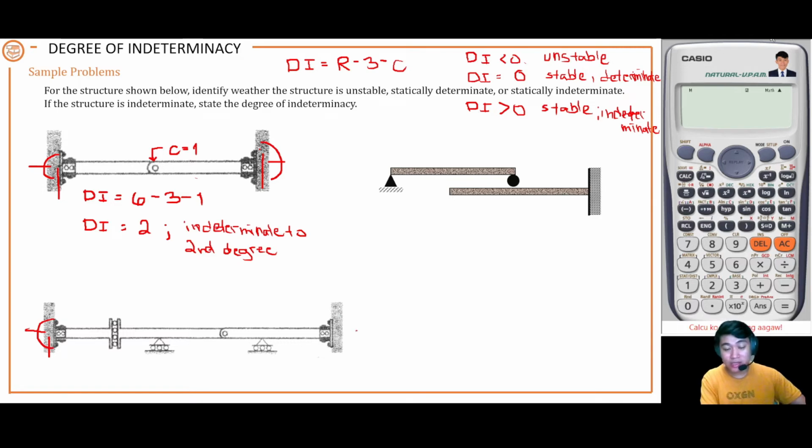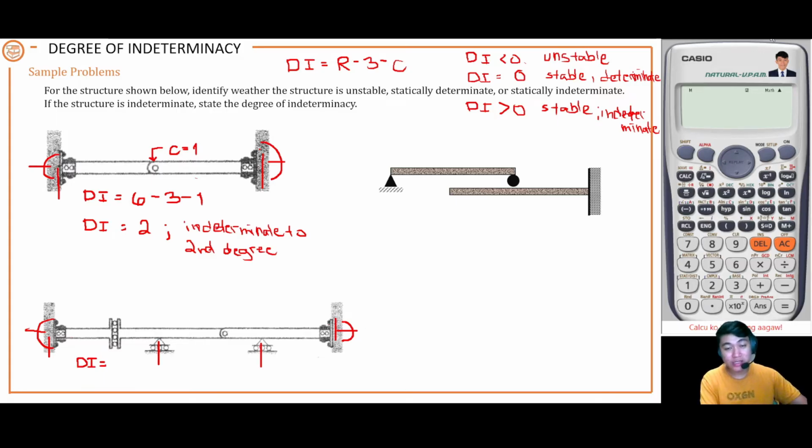Okay? So this is vertical, horizontal, and a moment reaction. This is a fixed support again. We have horizontal reaction, a vertical reaction, and a moment. This is a roller support. You only have one reaction, vertical. Roller support, you only have one reaction. So you have many reactions. So the degree of indeterminacy for this structure is equal to 6.